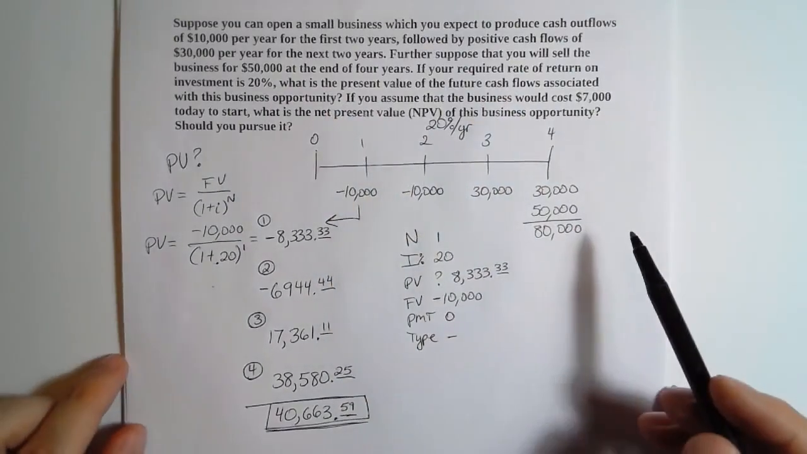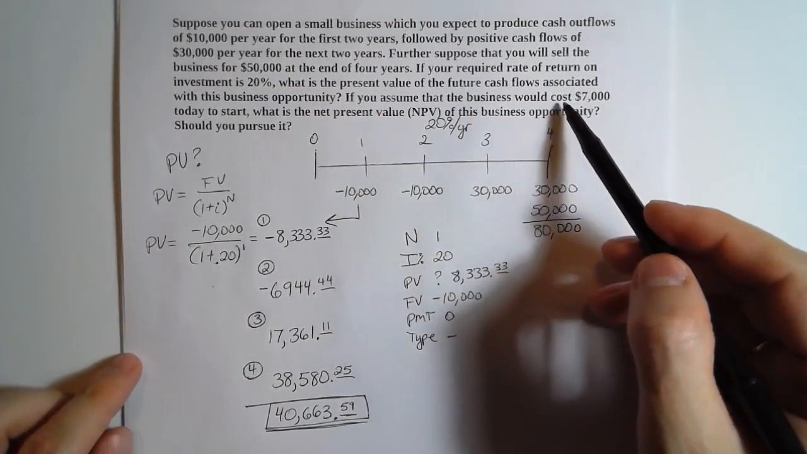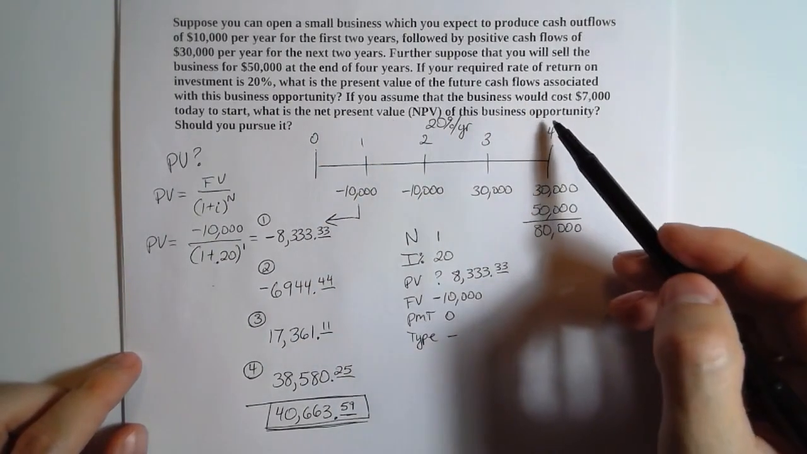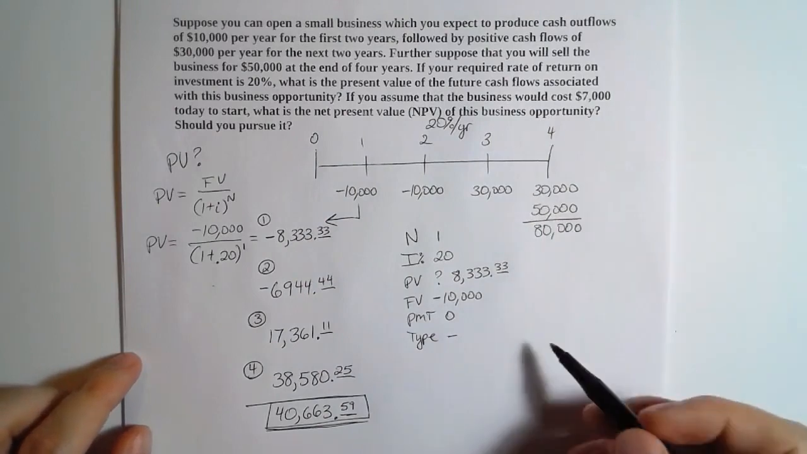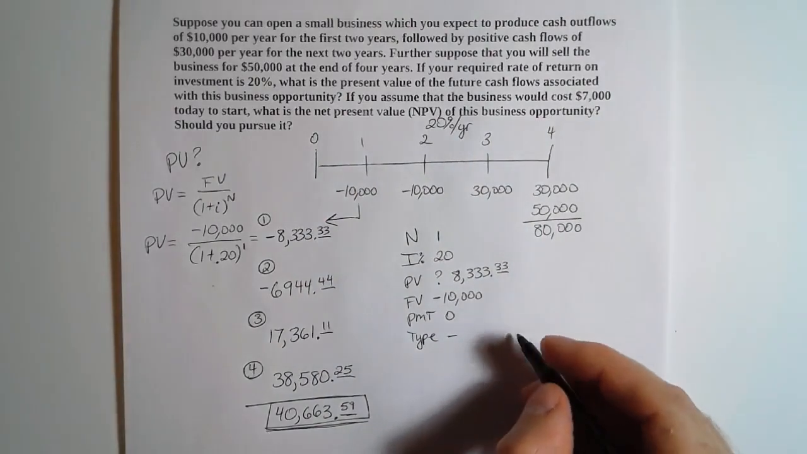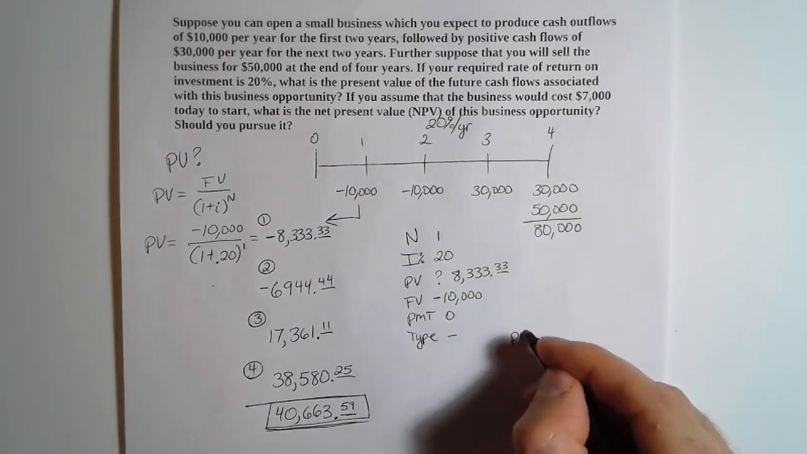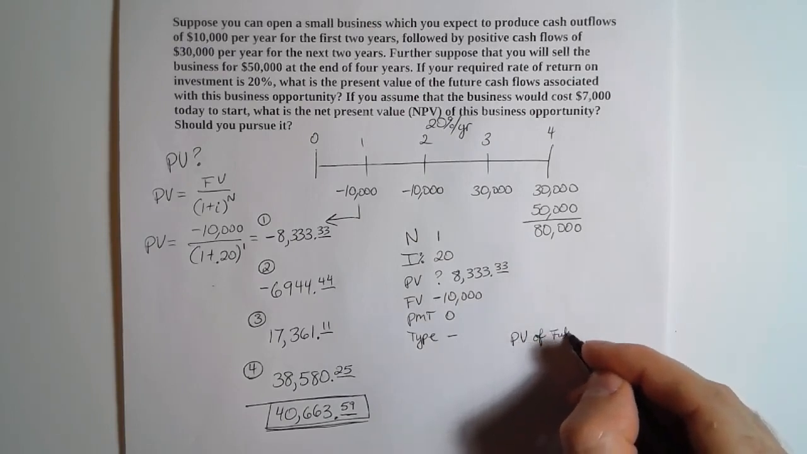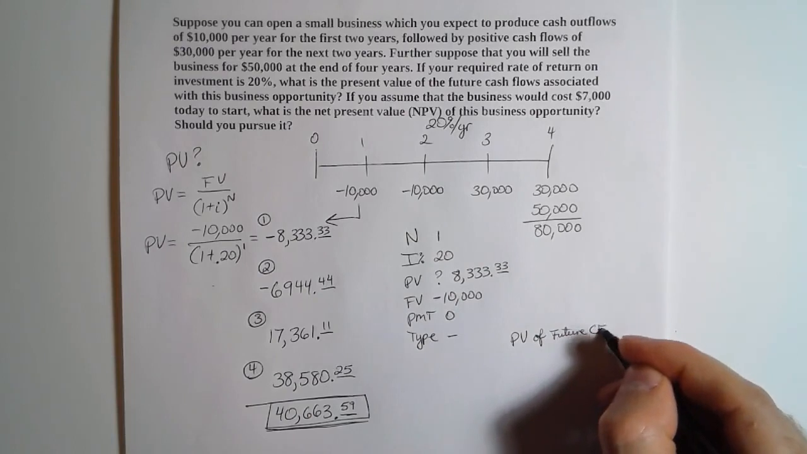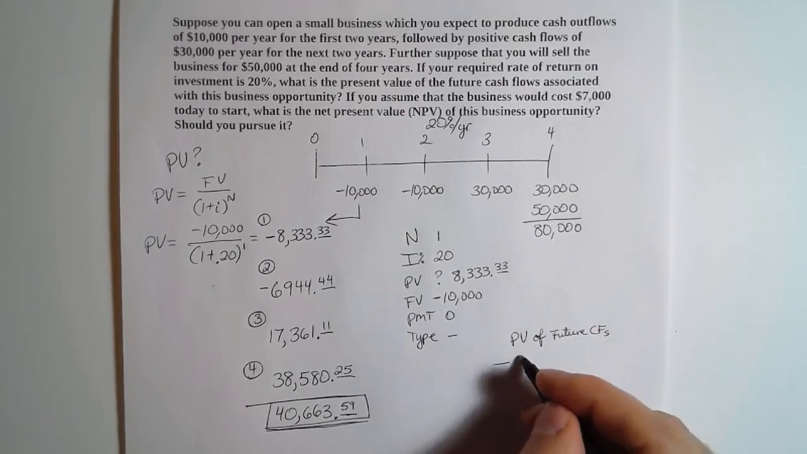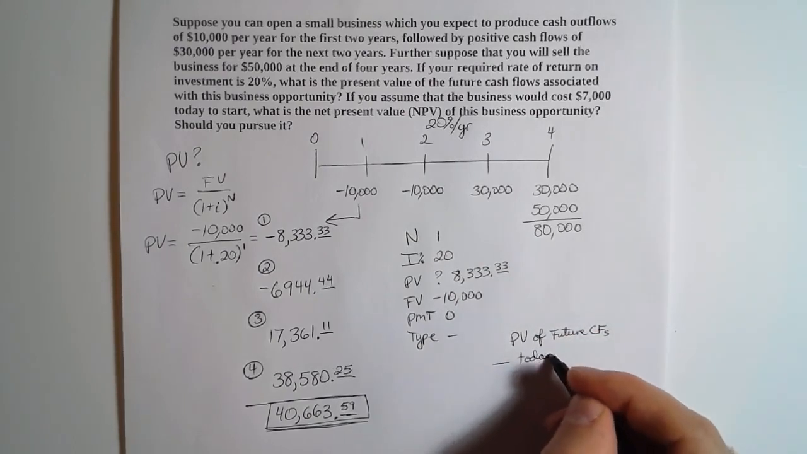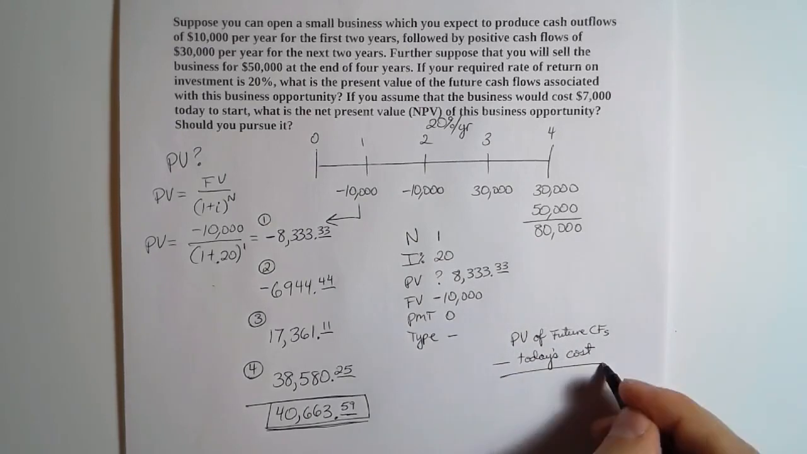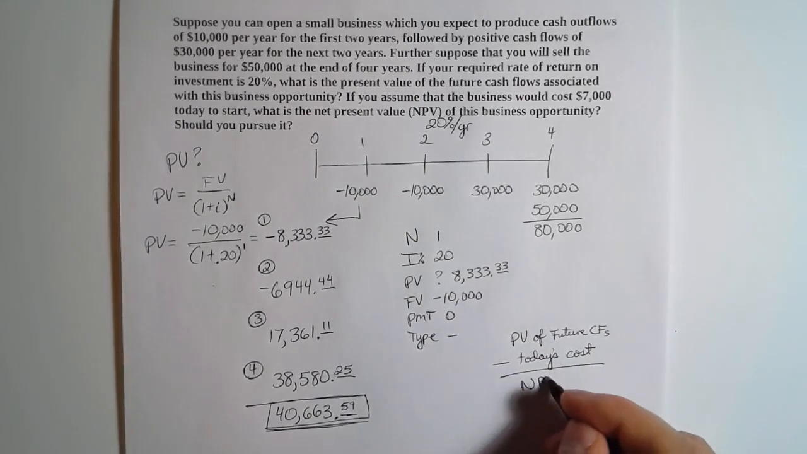The next question says, if you assume the business would cost $7,000 today to start, what is the net present value of this business opportunity? To find net present value, what you do is you take the present value of future cash flows and then you subtract off today's cost, and that should give you your net present value.